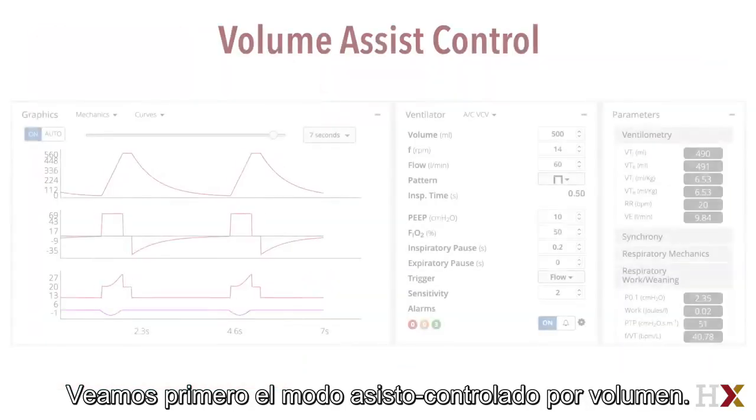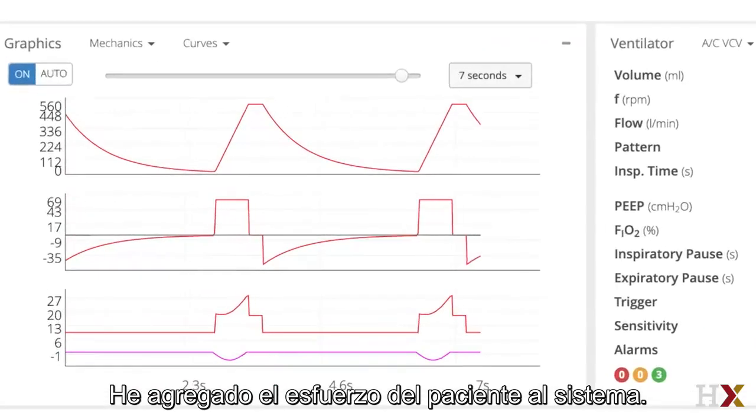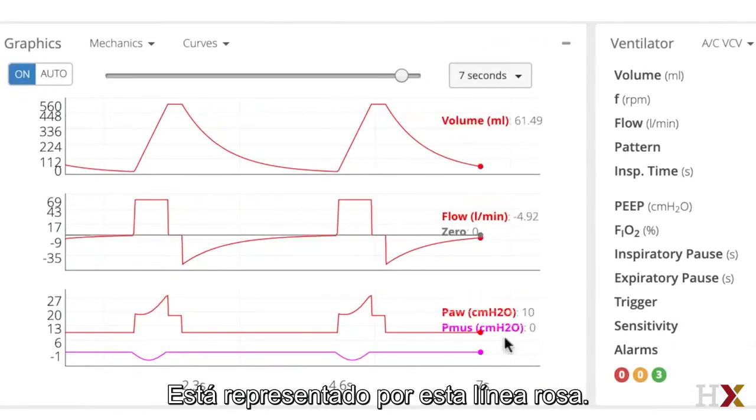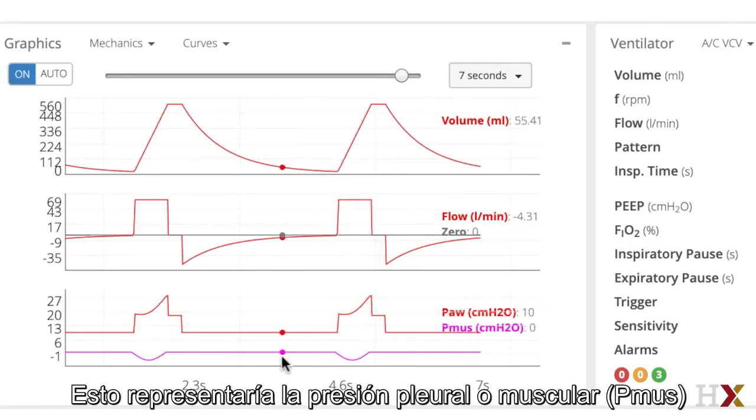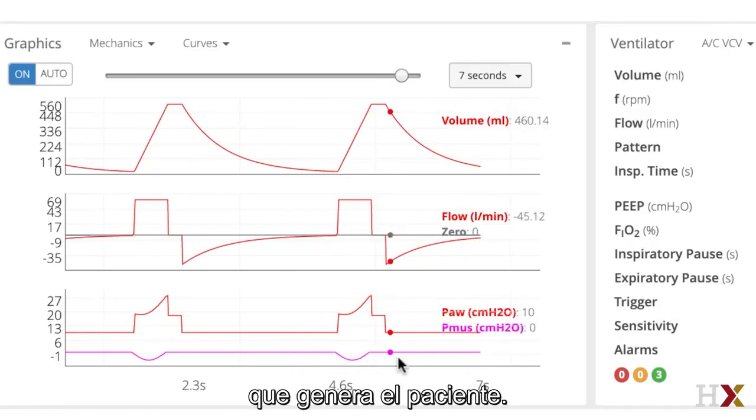Let's first look at volume assist control. I've introduced patient effort into the system. It's represented by this pink line. Every time there's an effort, it decreases. This would represent the pleural pressure or the PMUS that's being generated by the patient.